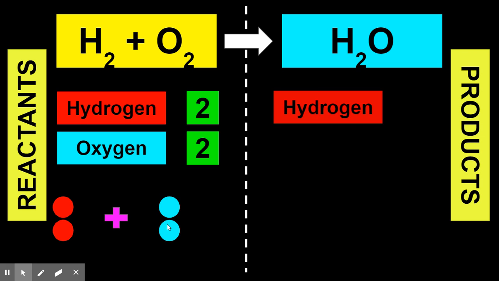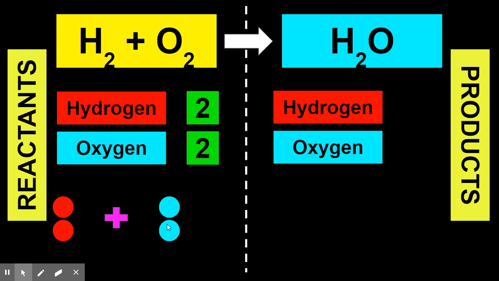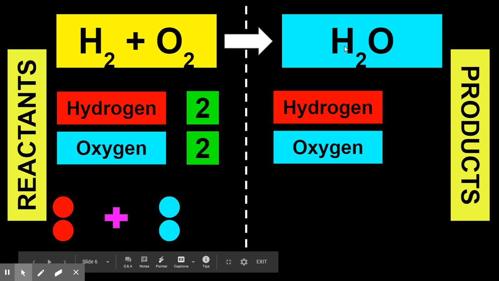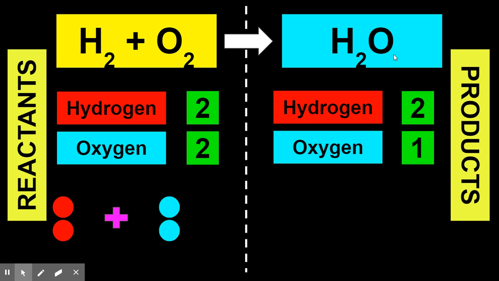On the right side, we have hydrogen and oxygen. So the types of atoms are the same. So now we have to figure out if the numbers are the same. So in this formula here, the 2 tells us that there are 2 hydrogens, and the lack of a subscript here tells us that there's only 1 oxygen. So looking at these numbers and looking at these numbers, we would say that this does not follow the law of conservation of mass. Okay.